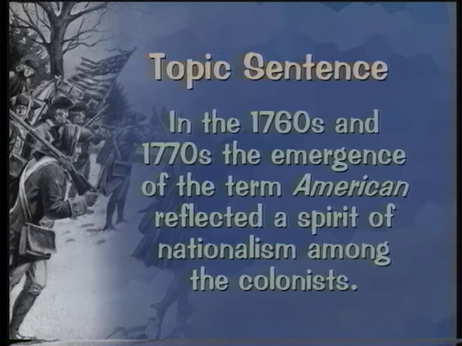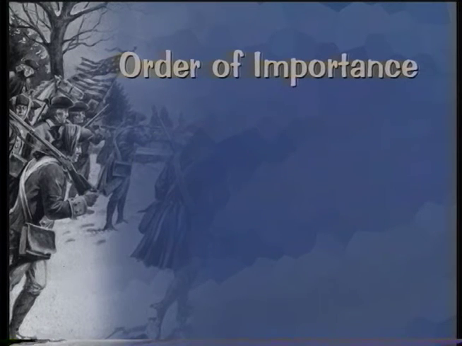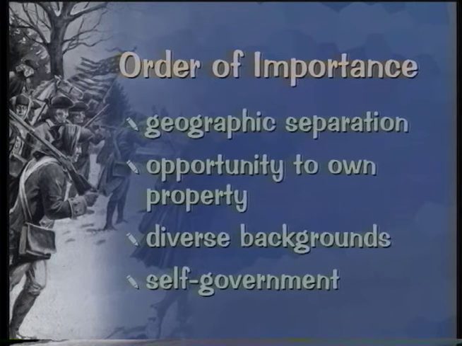So, what is the topic sentence in this paragraph? You should have the idea of in the 1760s and the 1770s, the emergence of the term American reflected a spirit of nationalism among the colonists. As you continue, you'll see that. What's the concluding sentence? Well, that is then, these newly named Americans possessed confidence in their role in the New World. Now you found the topic sentence and the concluding sentence. Let's talk about what actually is some of the order in this order of importance paragraph. It begins with geographical separation, moves to opportunity to own property, then to diverse backgrounds, and ends with self-government. You were not required to pick all those out, but I hope those are familiar to you at least.